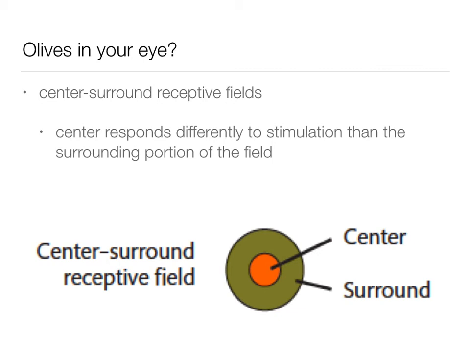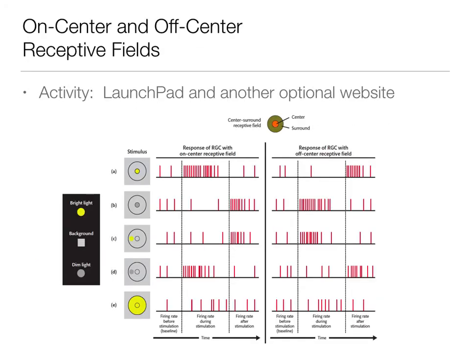How it responds depends on what kind of receptive field there is. There's two different ones: on center and off center. In this graph here, we have the on center on the left and the off center on the right. And these are the firing rates of different stimuli.